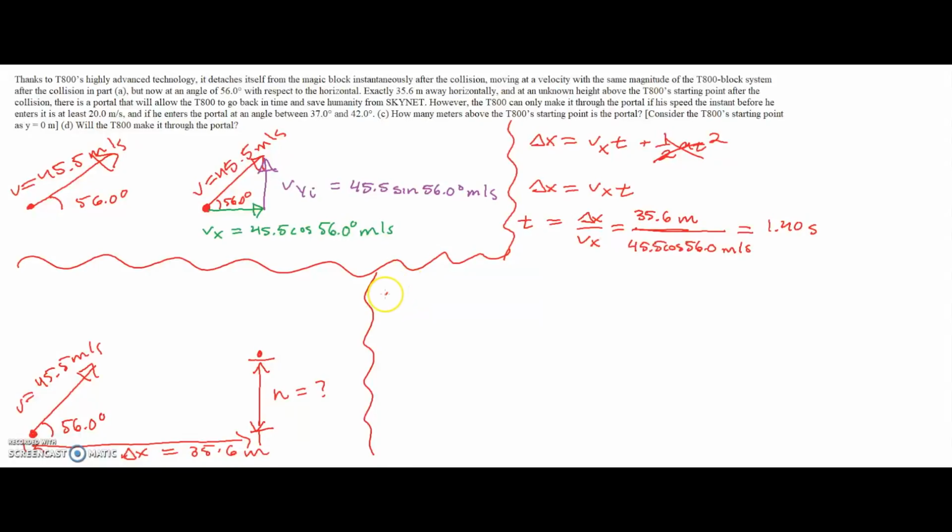So if we want to find the change in y, let's say we wrote it out as h. So we're going to find h, also known as the change in y, and that's going to equal velocity y initial times the time plus 1/2 a t squared. And we're going to say that acceleration here is gravity, so negative 9.8 meters per second squared. This acceleration is different from the x component. So all I have to do now is plug everything in.